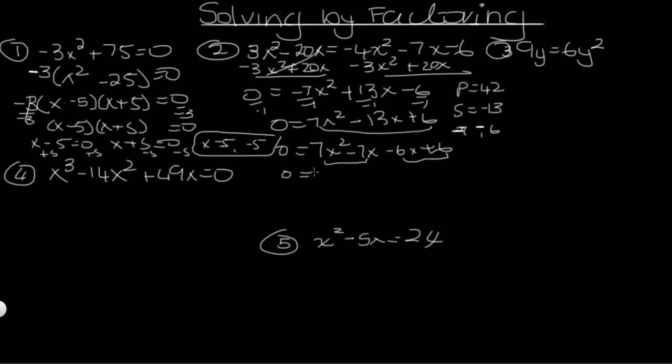Here I can take out 7x as a greatest common factor. 7x squared divided by 7x is x. Negative 7x divided by 7x is a negative 1. Here, because this is negative, I need to take out a negative, and I can take out a negative 6. Divide that, you will get x. 6 divided by negative 6 is negative 1.